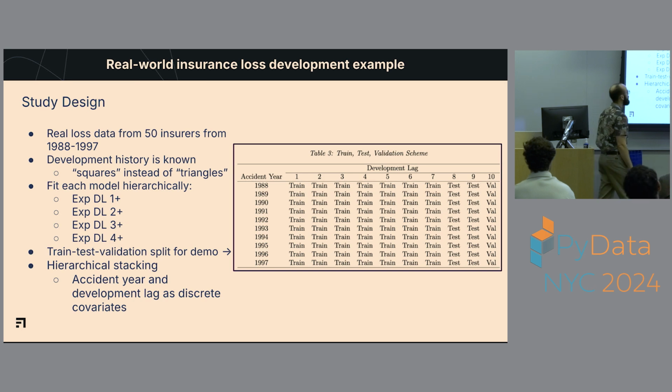And for the sake of this example, for simplicity, instead of partitioning up the triangle in a weird way, we're going to fit everything up to the 7th dev flag, and then our test data is going to be dev flag 8 and 9, and then our validation will be just the last one. It makes it easier to talk about as opposed to talking about diagonals and all that. So we're going to fit all of those, and then we're going to fit a hierarchical stacking model to the test data from all of those at once to blend them together. And then we're going to include the accident year, and then also the development lag, just as discrete covariates, because why not?